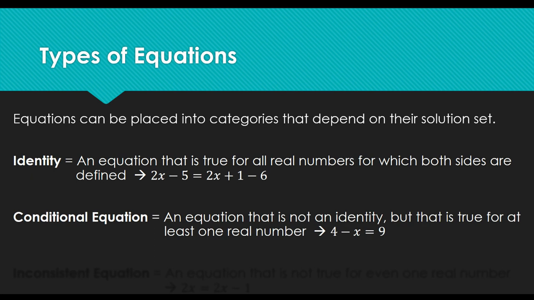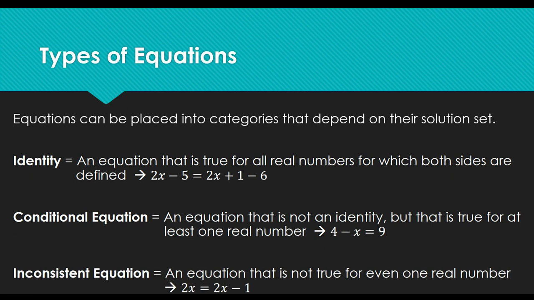The conditional equation is an equation that is not an identity. So it's not going to work for every single value of x. However, it's true for at least one real number. So it would just be like your basic solving an equation where there's 4 minus x equals 9. You can solve for x. You would get x to equal a number. And so that number is a true statement, and there's at least one number for that equation.